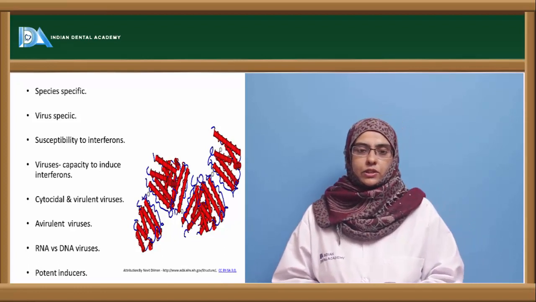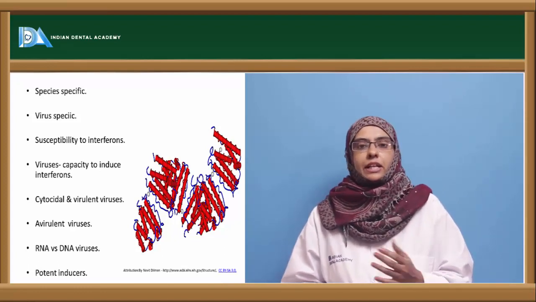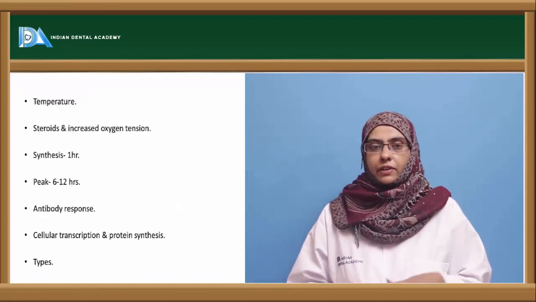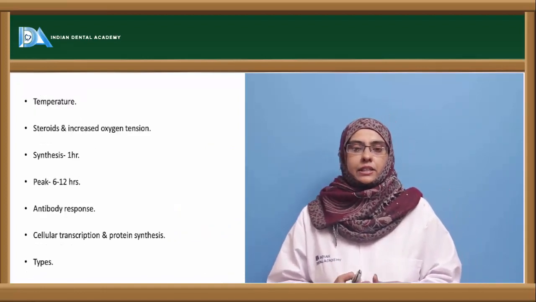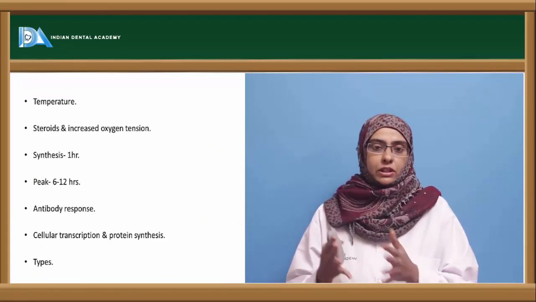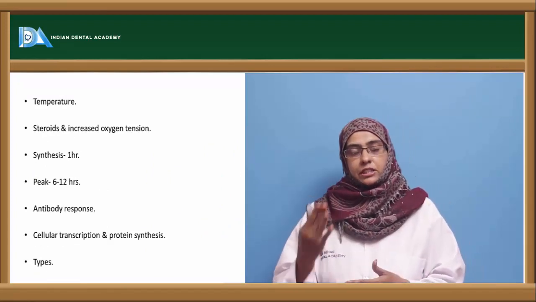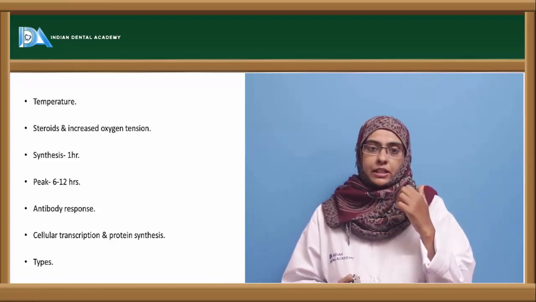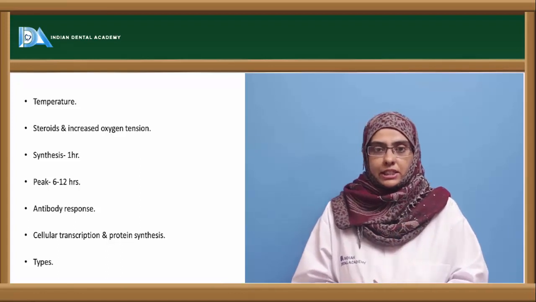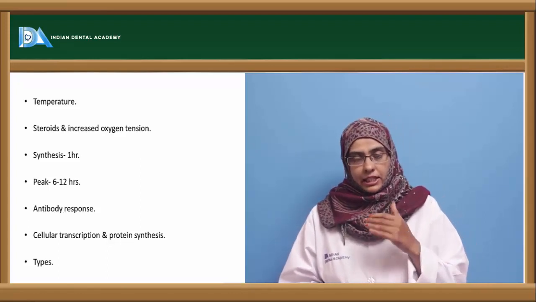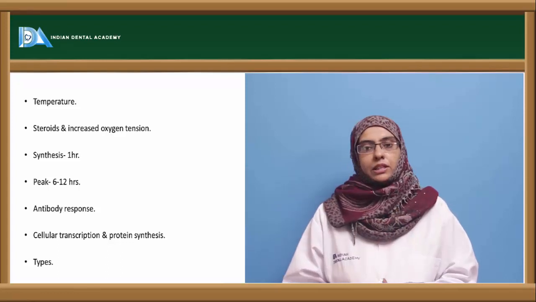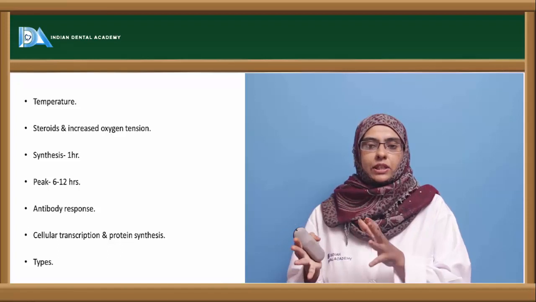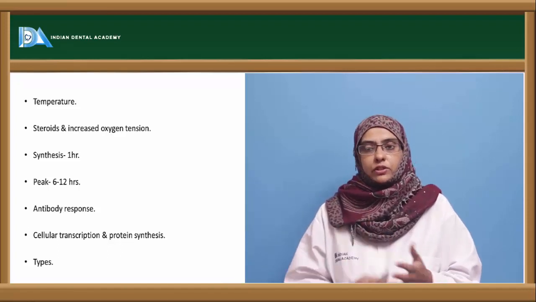The potent inducers are usually the Toga virus, Sendai virus, or NDV virus. So whenever there is an infection with these viruses, you can see more interferon produced by the host cell. The production of interferon is dependent on temperature. If the temperature is increased up to 40 degrees centigrade, more potent interferon production can be seen at 40 degrees centigrade. And interferon production decreases with steroids and low oxygen tension. That is, with these factors, you can see that interferon production usually comes down.